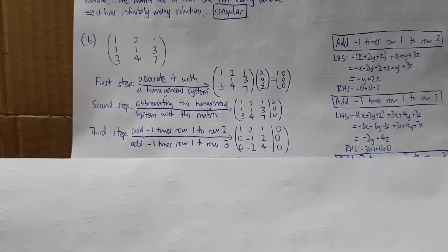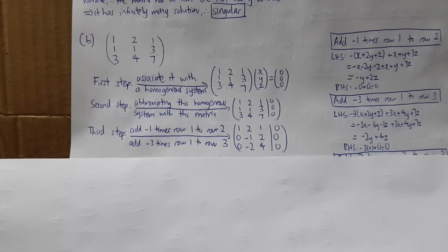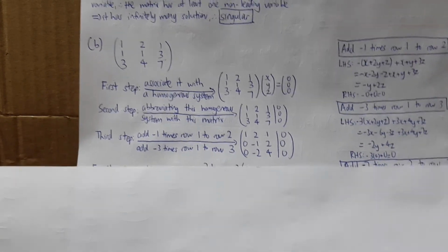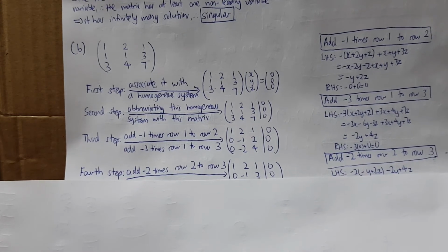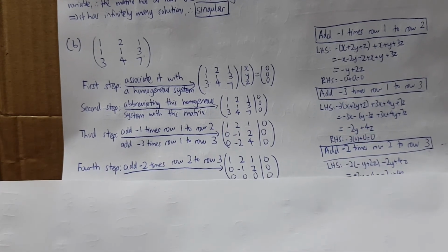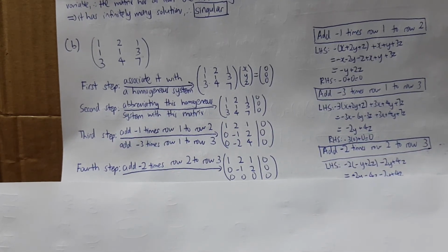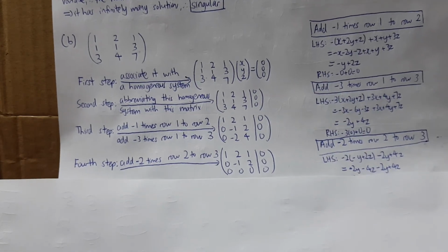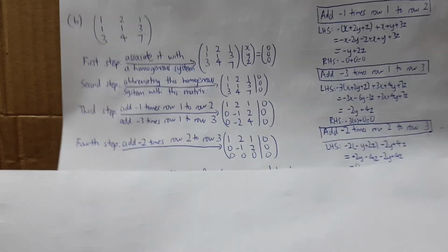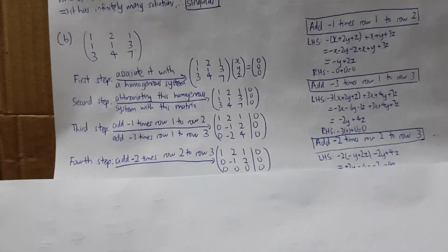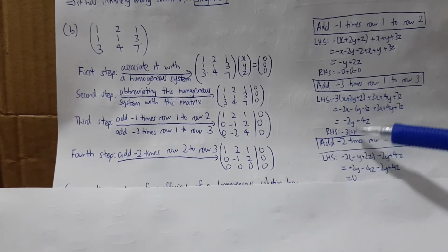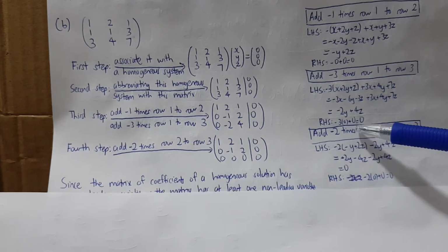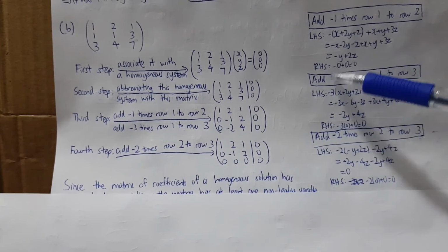So the final step, you want to eliminate the y variable on the third row. Hence, we add 2 times row 2 to row 3, or minus 2 times row 2 to row 3. Hence, we get it in this form. And the workings are all shown here again. You can take a look later when you replay the video.